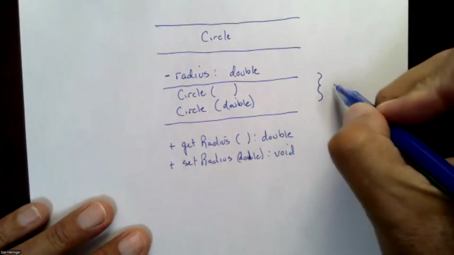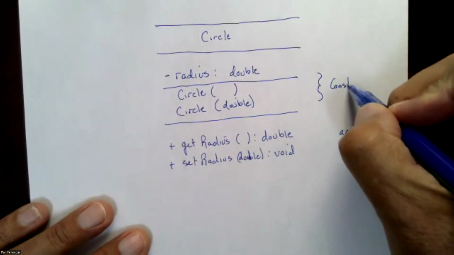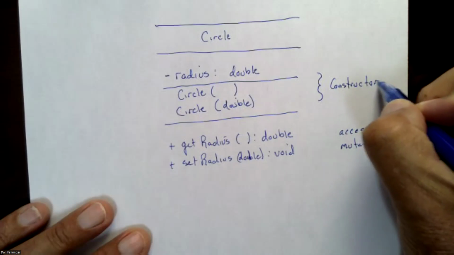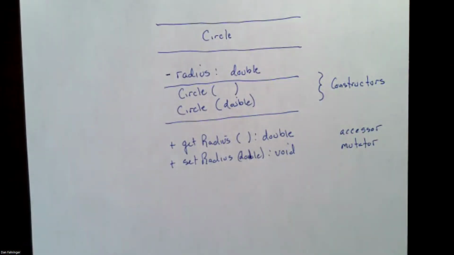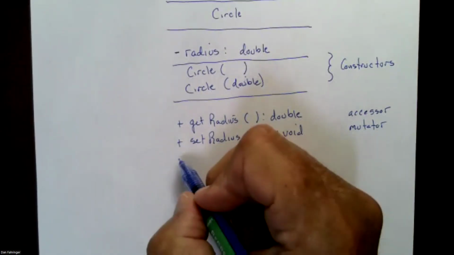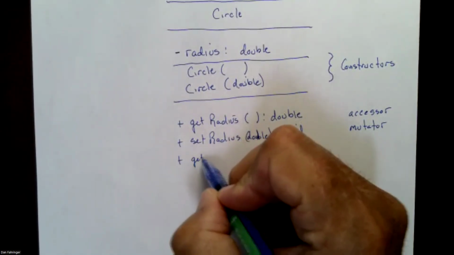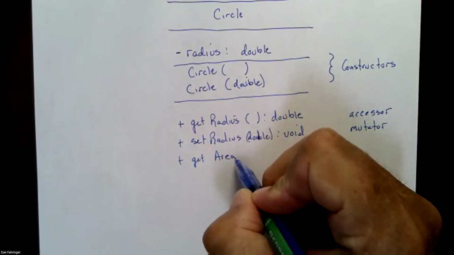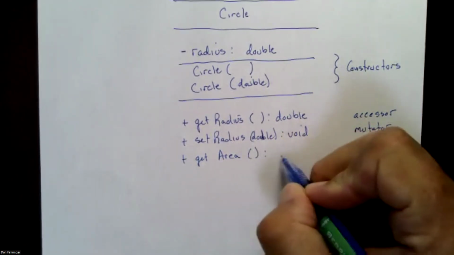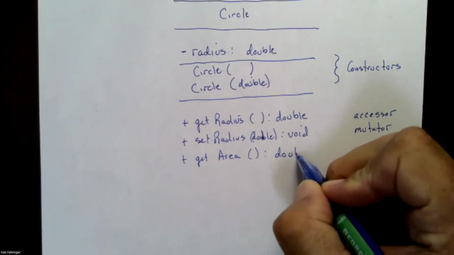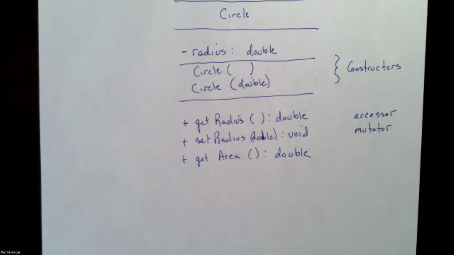So now in my UML chart, you would know to write two constructors. Oh, we had all kinds of good stuff down here as well, right? Get area, and that returned a double, and so forth. And my UML chart is slowly starting to grow.